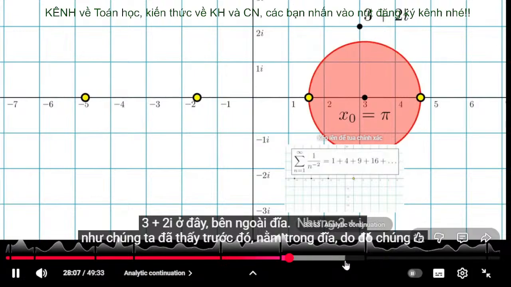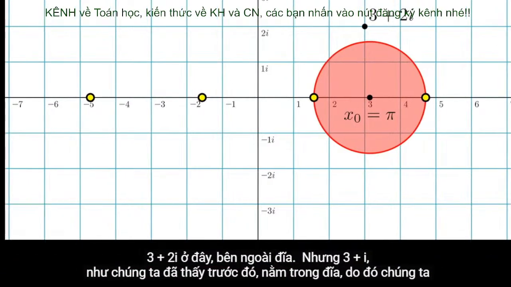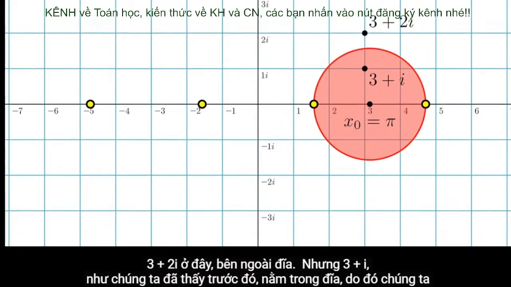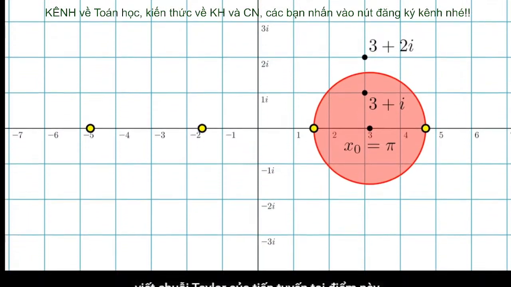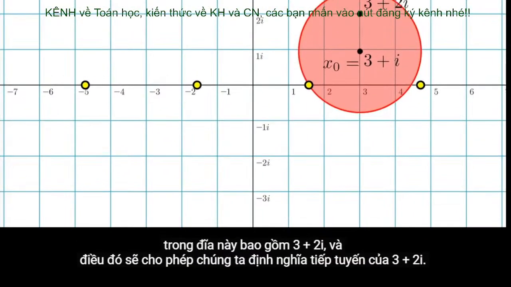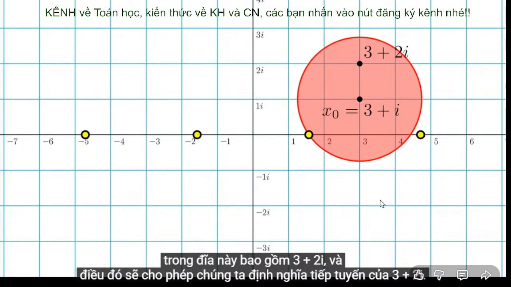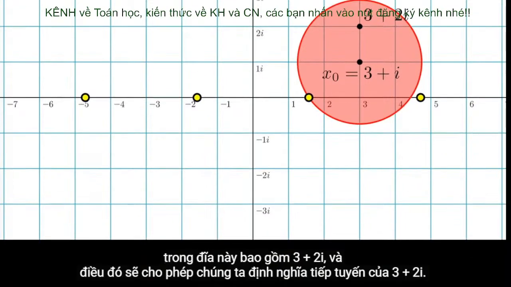3 plus 2i is over here, outside of the disk, but 3 plus i, as we saw before, is in the disk. So we write down the Taylor series of tangent at this point, which will now allow us to define tangent anywhere within this disk, which does include 3 plus 2i. And that will allow us to define tangent of 3 plus 2i.